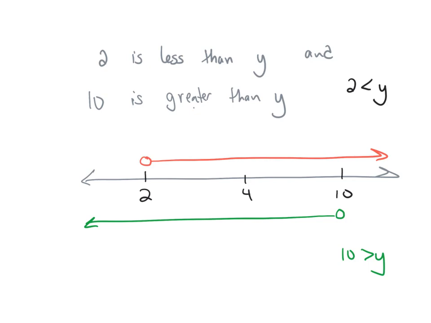And so you can see where they overlap. They overlap from 2 to 10. And in this case, they're both open circles because there is no equal to. So my compound inequality would look like this.